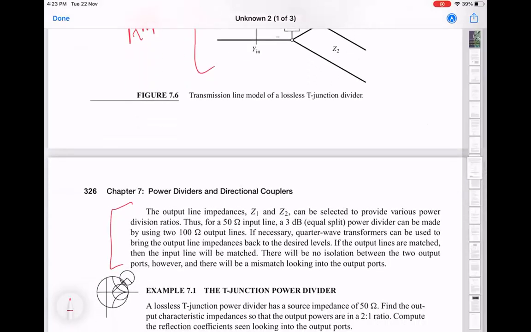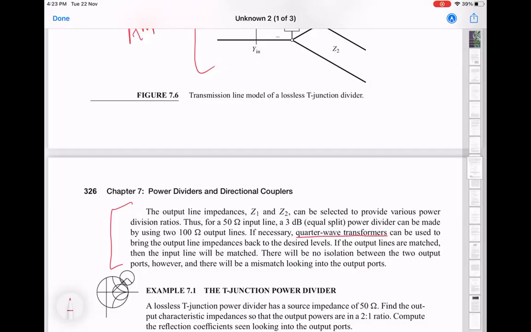So here, I think I had mentioned this as well, that if you choose the output line impedances, you can also get unequal split, right? And it also talks about using quarter wave transformers if you want to go from 50 to 100 and then back to 50. So you can at least keep everything in the 50 ohm characteristic impedance. And only if the output lines are matched, the input looks matched, right? So you have to terminate the output lines with matched ports. Only then the input will not see any reflection at the splitting point.